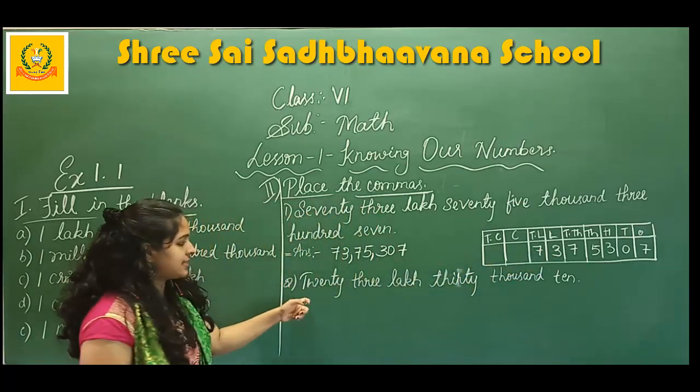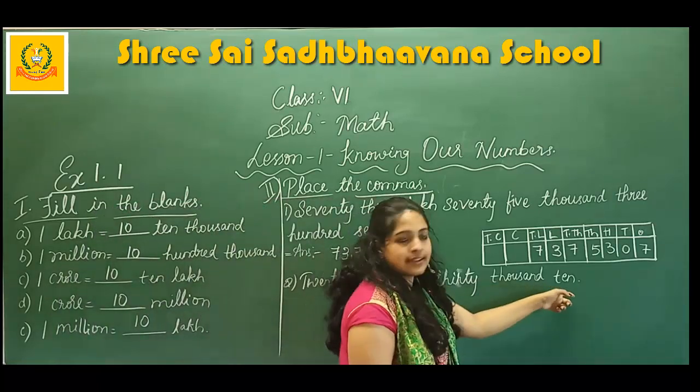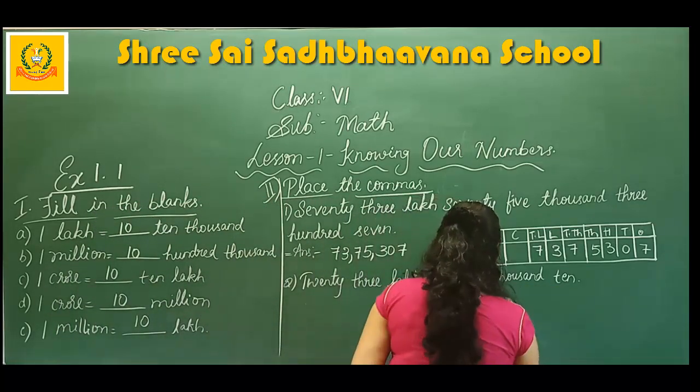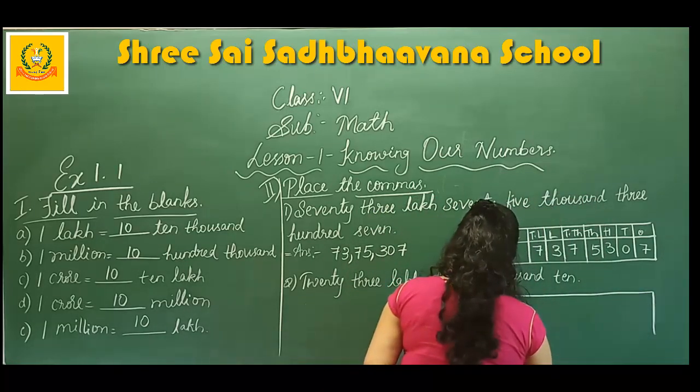Yes. So let us see the next one. 23 lakh 30,010. What will I do? First I will draw the rough figure of the place value chart.